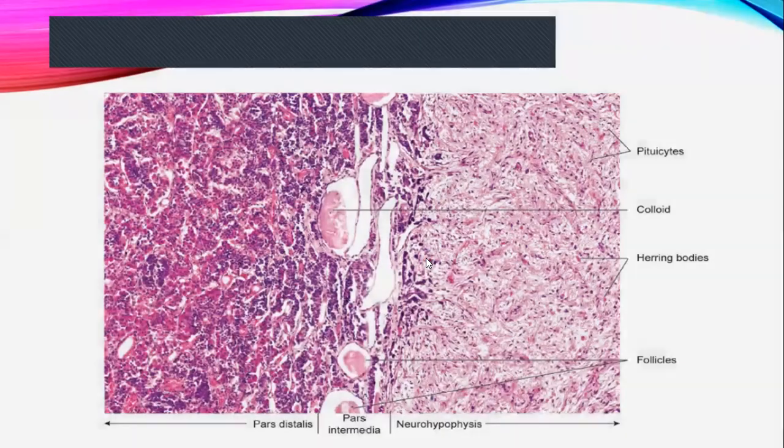So let's look at a summary. Now this is your pars distalis, pars intermedia, and neurohypophysis, your pars nervosa. Here you can see these pink cells are your acidophils. The blue purple are your basophils. These are your chromophobes. And please remember, pars intermedia produces the melanocyte stimulating hormone. In the pars nervosa, you can see the Herring bodies. And then these nuclei belong to the pituicytes. Please remember the supporting cells of the pars distalis or the adenohypophysis are the folliculostellate cells.